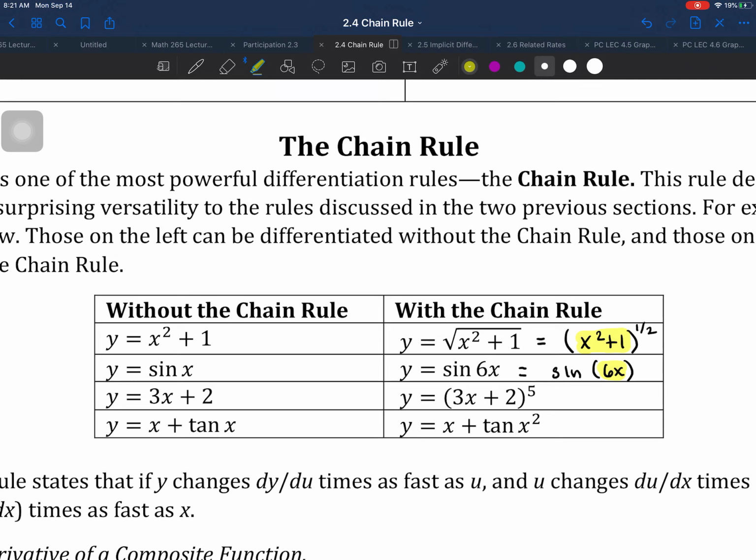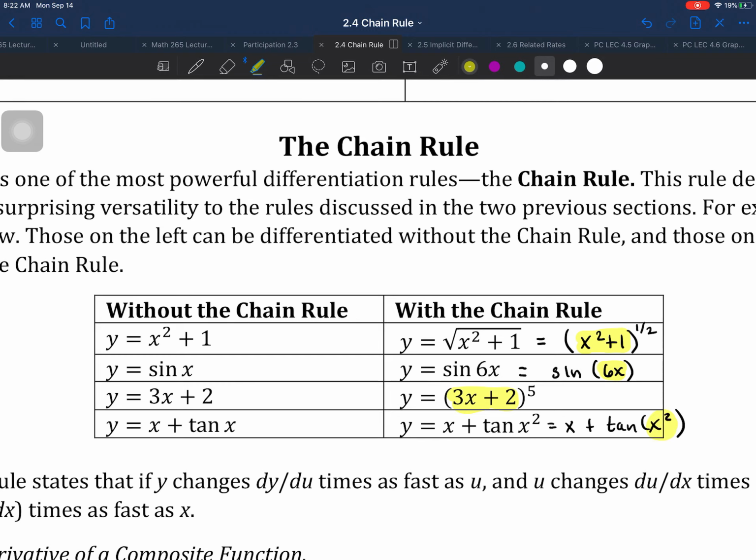Another one that we have here is the next one, which is 3x plus 2 raised to the power. So here is your inside function. 3x plus 2 is the inside. Versus in the other case, we didn't have that. There was no outside power. So the power becomes the outside function. And then in this example, we can rewrite this as x plus tangent of x squared. We can see here clearly that this is the inside function of the tangent.